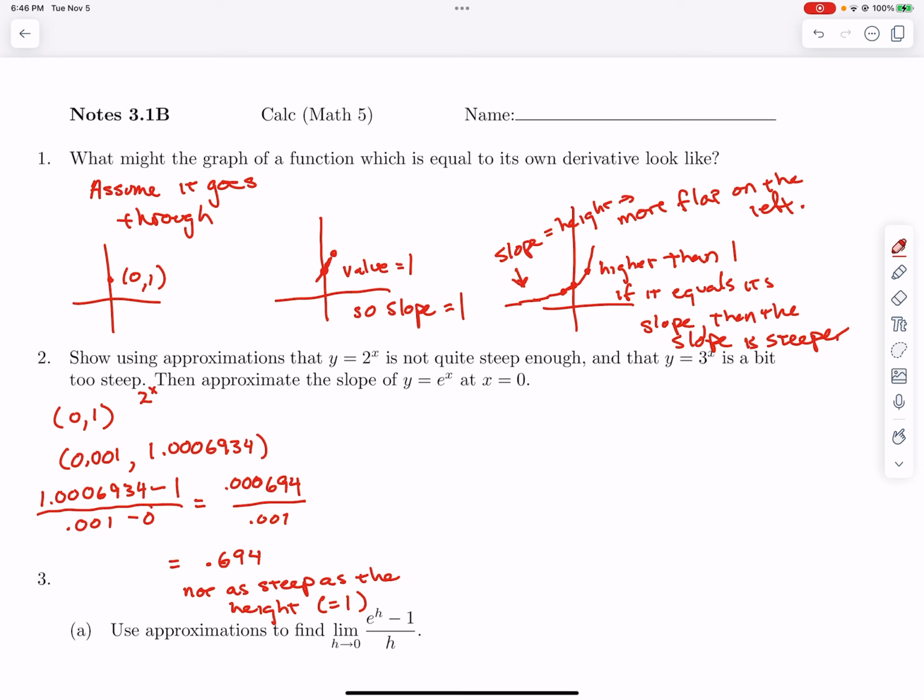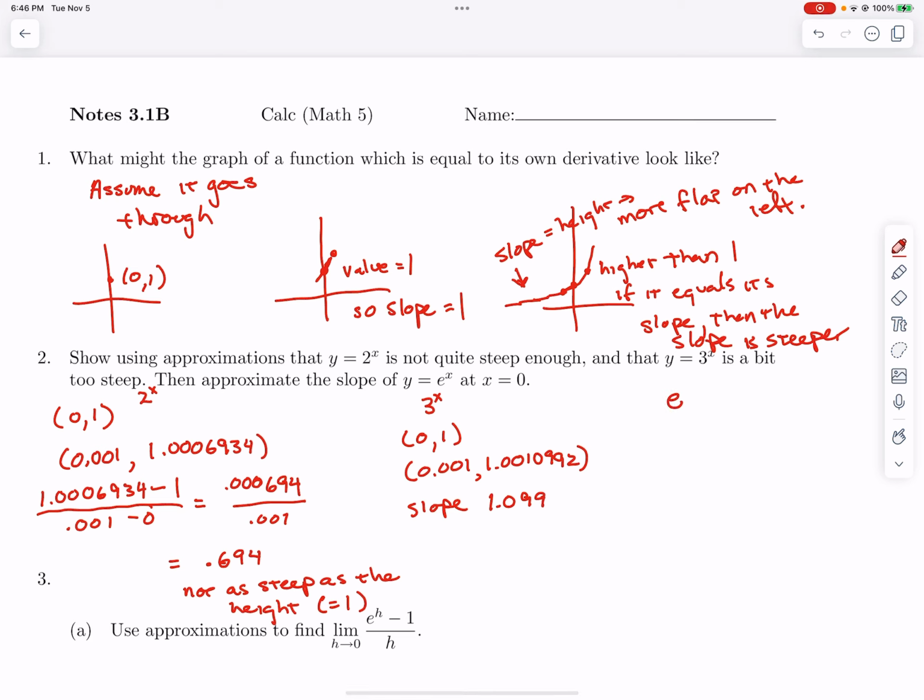Okay. Why am I looking at 2 to the x? Because the graph in this first problem kind of looks like the rocket ship function. It looks like an exponential function. Let's try 3 to the x. The 1's cancel and you get 0.0010 whatever. It's going to be 1.099. I wonder what that number is. Is it related to 3 to the x?